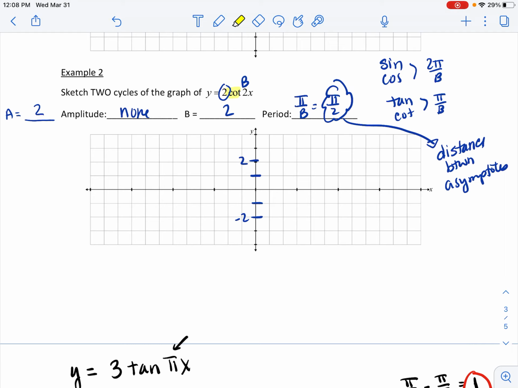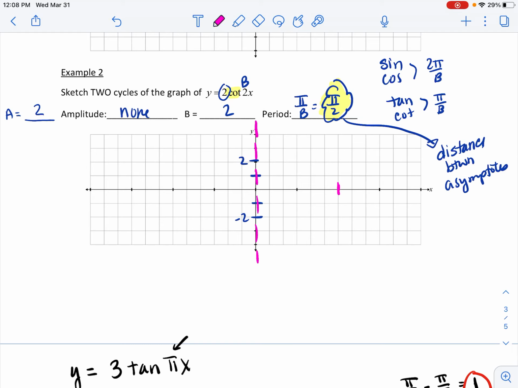I'm graphing a cotangent. A cotangent graph is going to have its very first asymptote on the y-axis, always, no matter what. Okay, so look. Draw your first asymptote on the y-axis. There it is. I know it's going to be there. And then, the distance between the asymptotes, so where's my second one going to be? It's going to be at pi over 2.